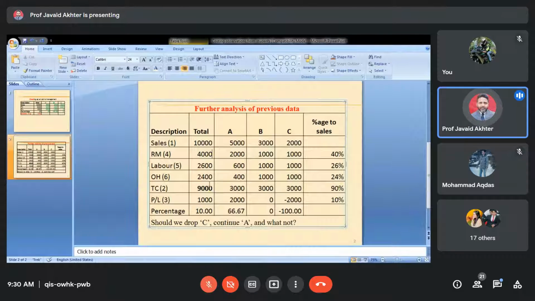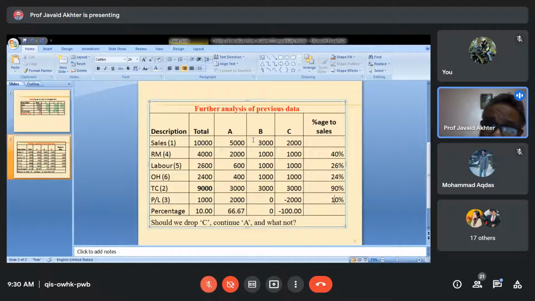It is 24% of sales revenue. What we can perhaps say is that if we are realizing a revenue of 10,000 from all the products, 40% of the money goes towards raw material, 26% goes towards labor, and 24% goes towards other expenses. So the total becomes 90, and the profit is 10,000.